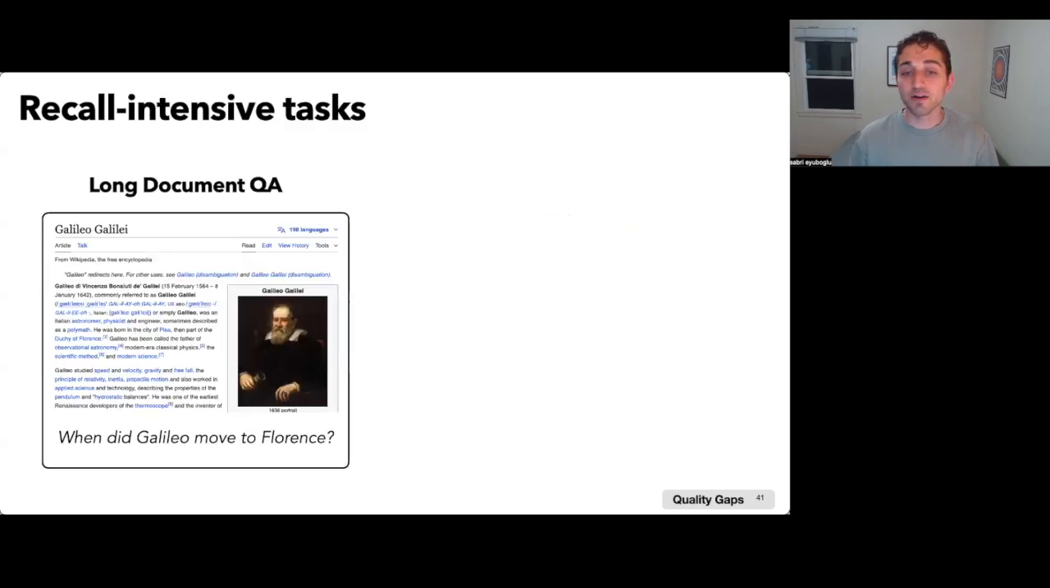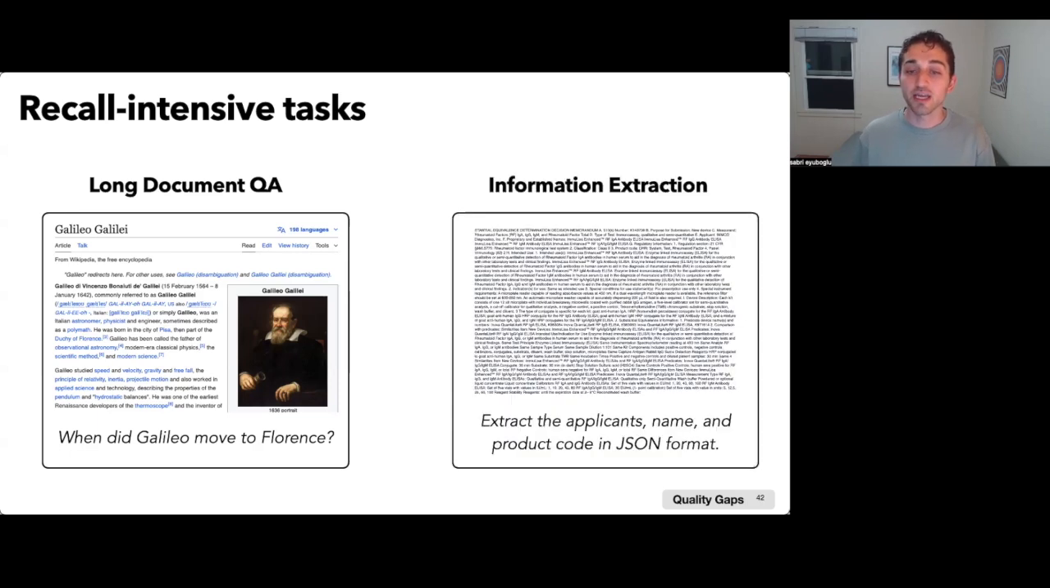Instead, we're going to consider a new set of tasks that stretch the limits of the model's working memory. We put together a small suite of what we call recall-intensive tasks, which are tasks where the model needs to recall information seen in context in order to succeed. In the long document question answering, the model is presented with a long passage of text, like a Wikipedia article, and then asked a natural language question about it at the end. In information extraction, the model is given a dense unstructured document and it has to extract a set of fields like a JSON object from it.